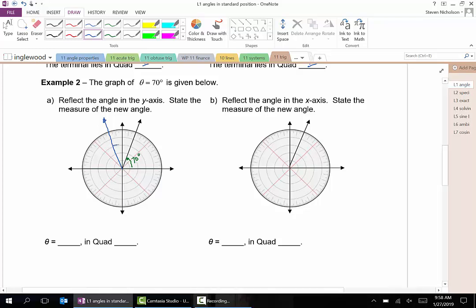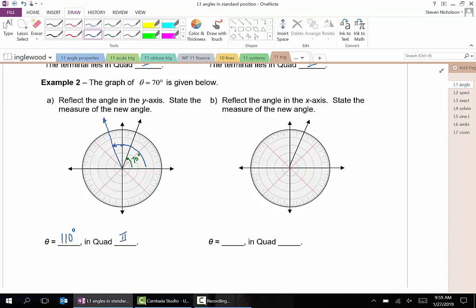So our new angle then is this one right here, the reflected angle, and that is, well, I've gone through 90 degrees to get to right here, and we've gone 20 more. So that's 110 degrees, and that's in quadrant 2. So this is going to be a valuable little skill to do, to imagine what something looks like.